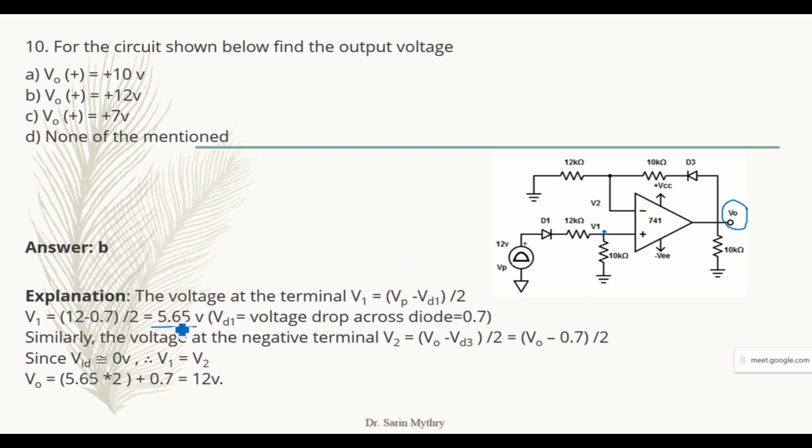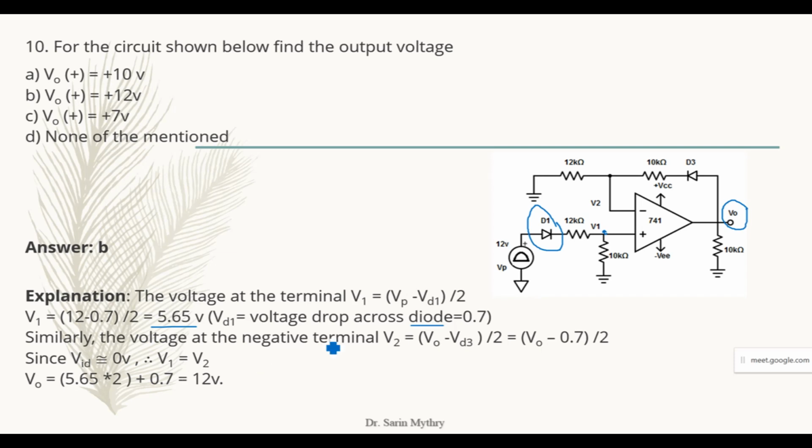That V1 is equal to 5.65 volts, where VD is the voltage drop across the diode. That's what I told you here. It is the minimum voltage required for turning on the diode, which is 0.7.